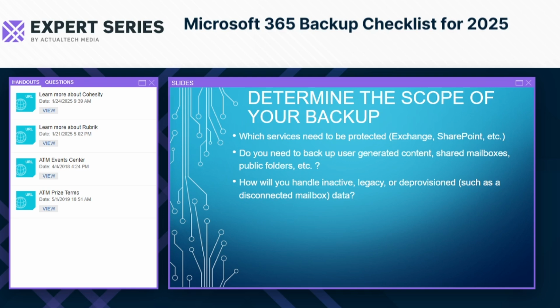Another consideration is how will you handle inactive, legacy, or deprovisioned data? As an example of this, let's suppose that you've got a user who decides to leave the organization. So you delete the user account, but before you do that, you detach the user's Exchange mailbox because there may or may not be important data in that mailbox. And you haven't relinked that mailbox to another account yet because maybe you haven't hired a replacement for the person who left. So you've just got this orphaned mailbox that's hanging around. How are you going to make sure that that mailbox is being backed up and protected? It's important to make sure that your backup application can handle situations like that.